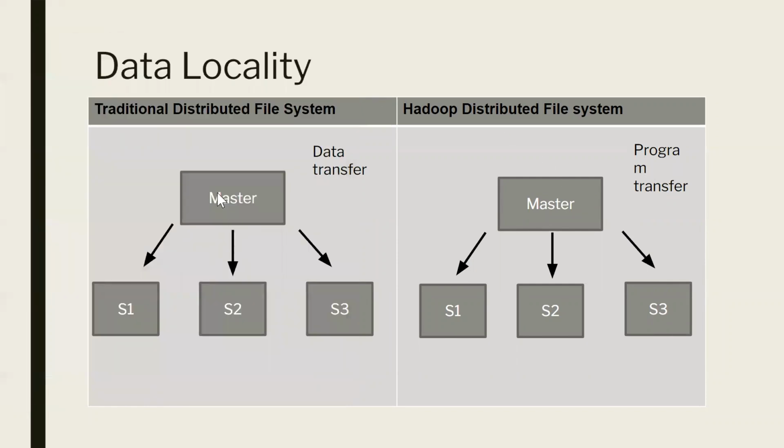Here, on the other hand, in the traditional approach, you will send the 1 GB file to master. It will split that file into 333 MB, 333 MB, 330 MB. Then it sends that 330 MB block each to S1, S2, and S3. The program is already available here, so that program will run on that data and will return the result. Yeah, okay, got it.